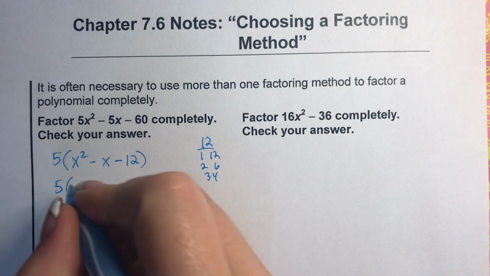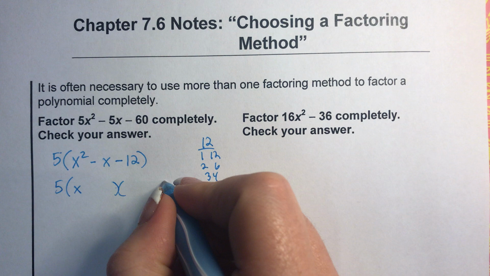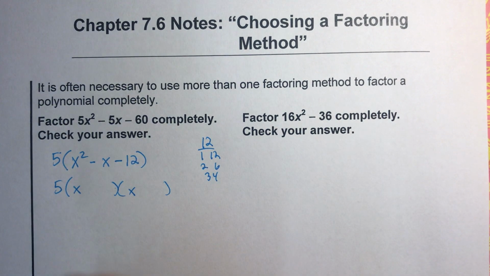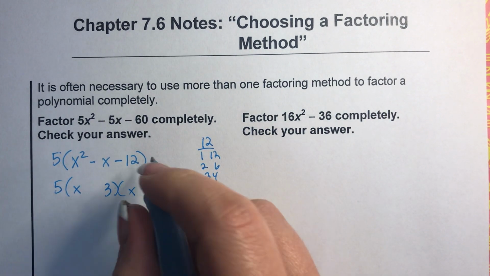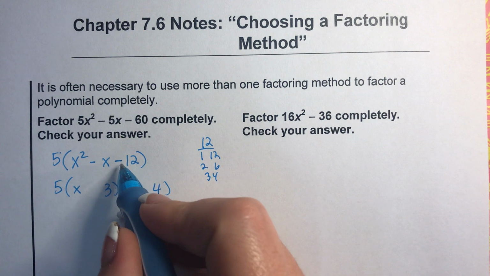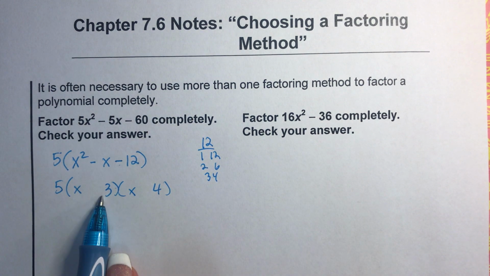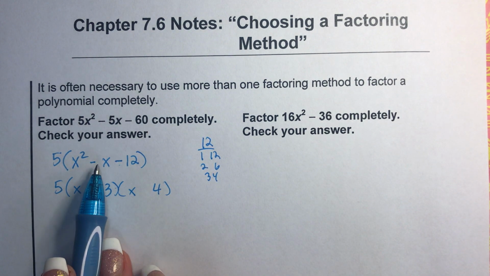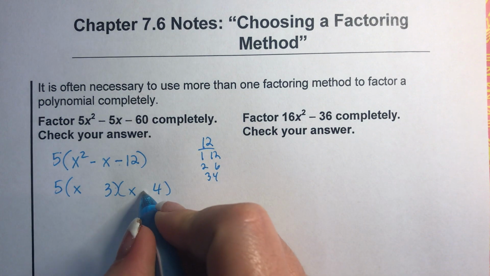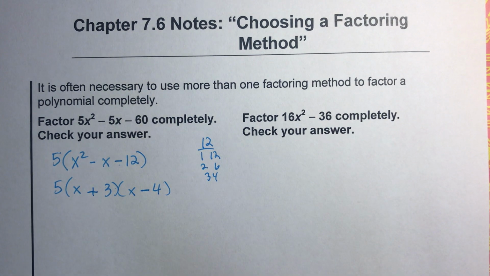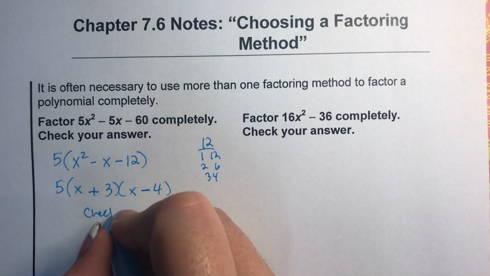So we're going to go here. We're going to do our little voot, x, and 3 and 4. And I need this to be negative. To get a negative number, one has to be positive, one has to be negative, and I want my answer to be negative, so that means the bigger one has to be negative. So negative, positive. There you go. Now let's check it.